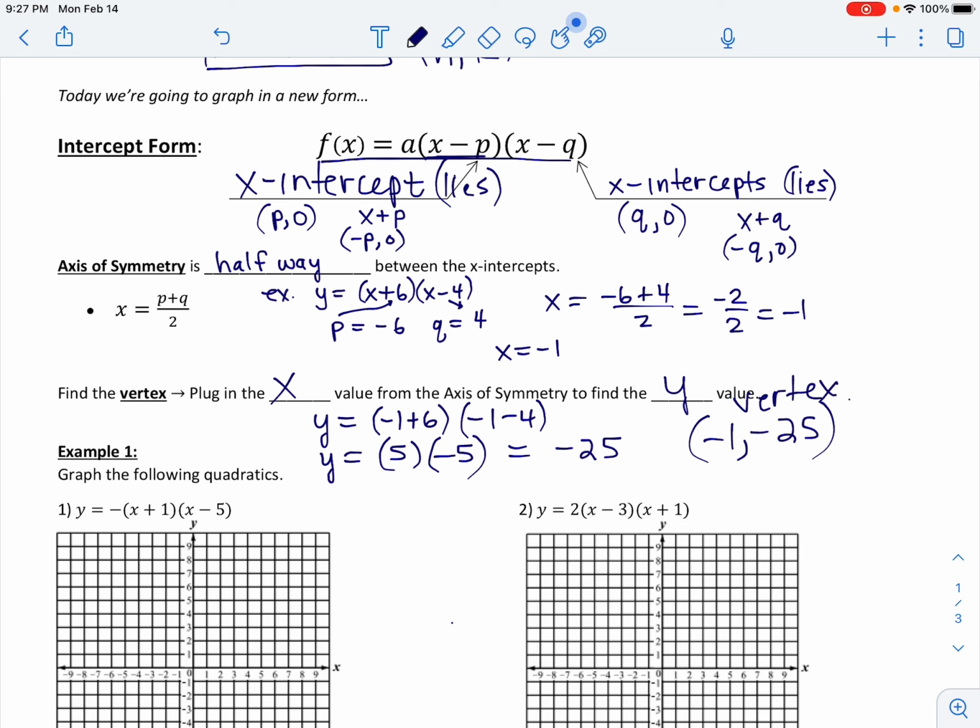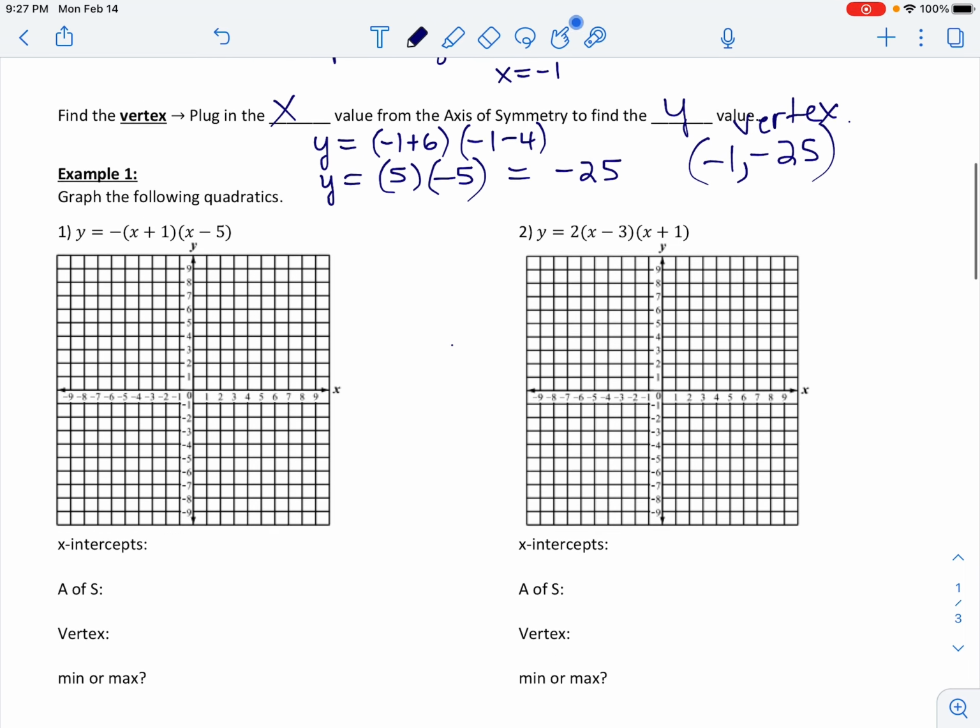And that's it. That's how you find those. And then when we graph, we're going to use the x-intercepts to graph. We don't have to find any other points. We use the vertex, we use the x-intercepts, and we can graph those points, draw the parabola, and we're done.